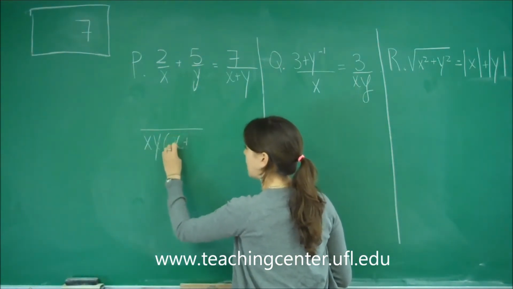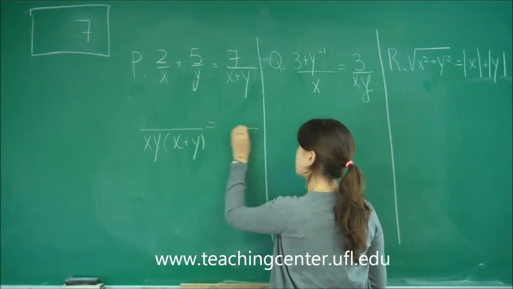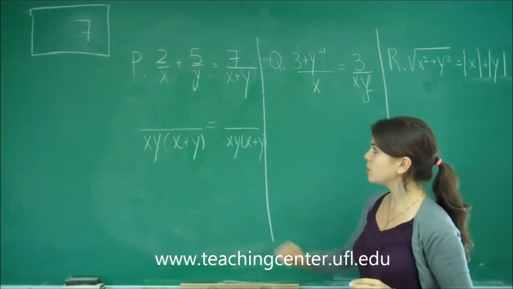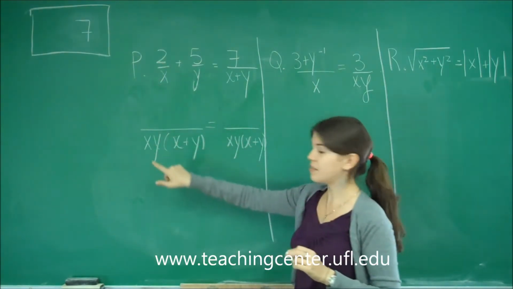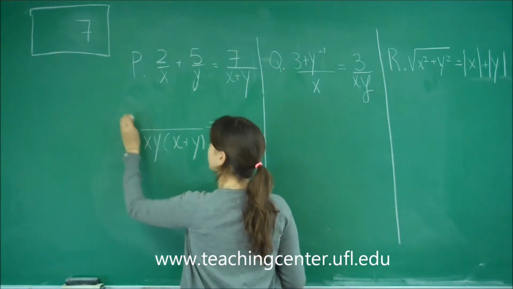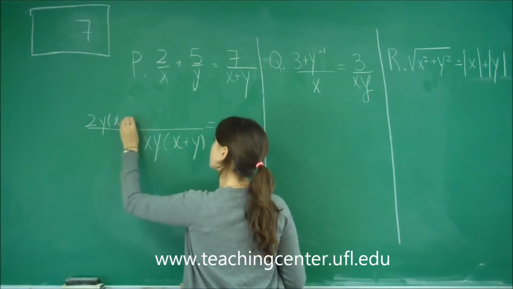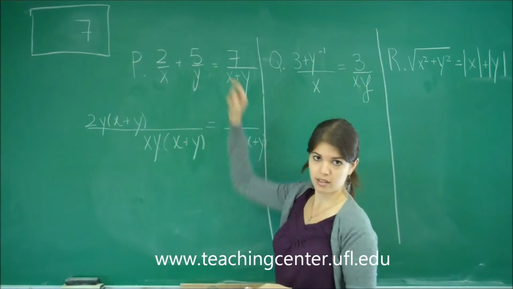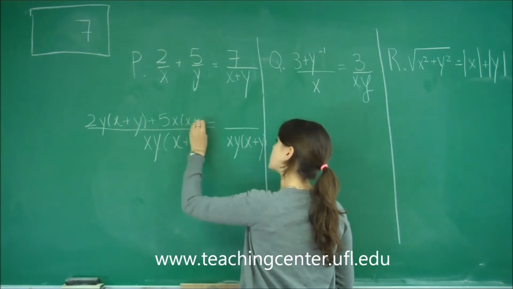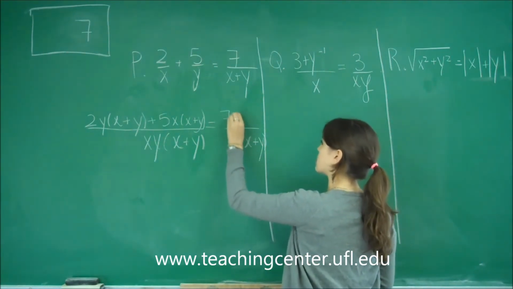So this is the common denominator, and we want that on both sides. So we have x, y, x plus y. To make this one have this denominator, we need to multiply the top by y and x plus y. So we have 2y times x plus y. Now this one needs x plus y, so we have 5x times x plus y, and this one just needs xy, so we have 7 times x times y.